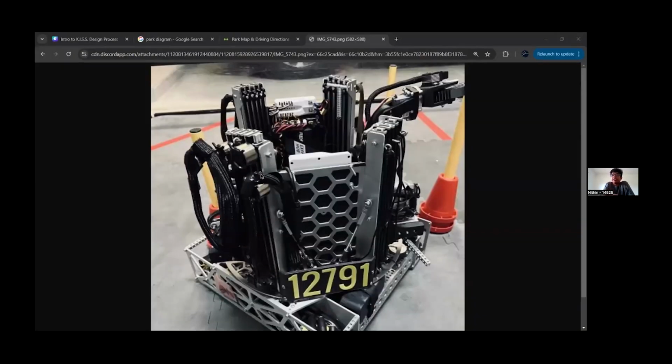Okay, so this is a robot from PowerPlay. As you can see here, this looks pretty complicated, right? It's actually from 12791, Iterative Intentions. And here's a couple of things that they could have done differently if they used the KISS design process. Also, full disclaimer, I'm pretty sure they knew 100% that this was a complicated robot, but they kind of started with it, and that's pretty cool.